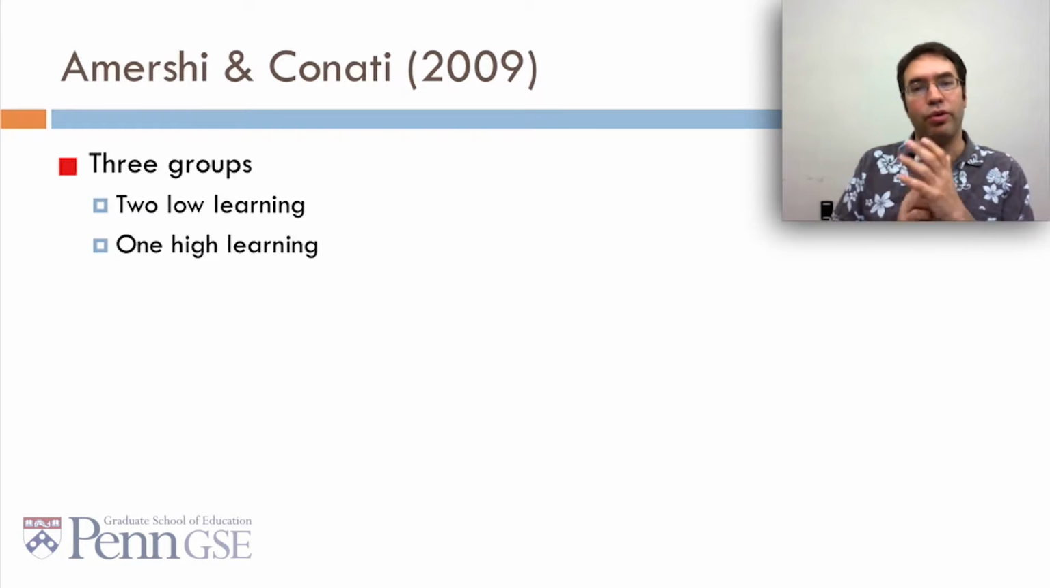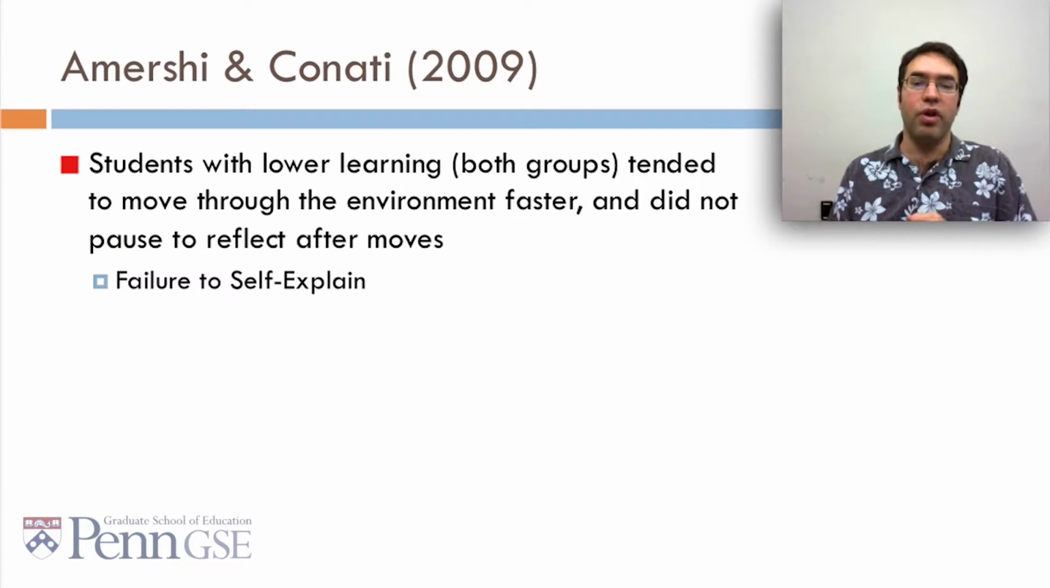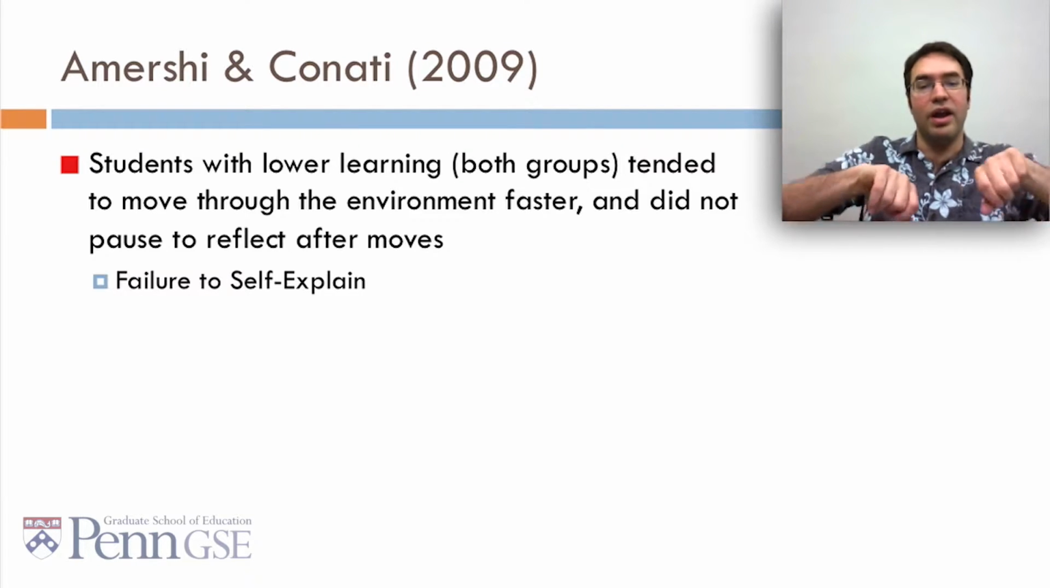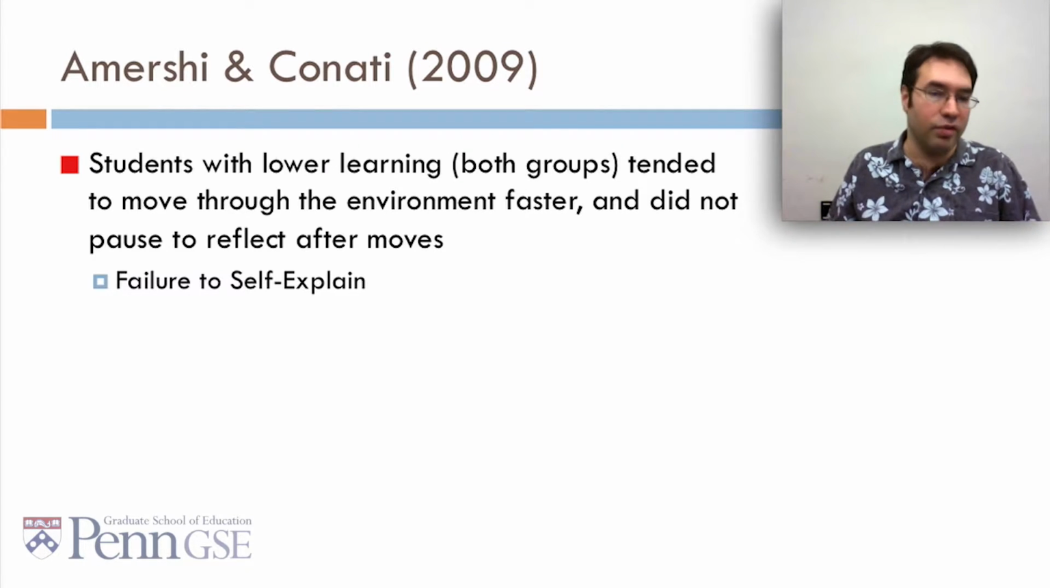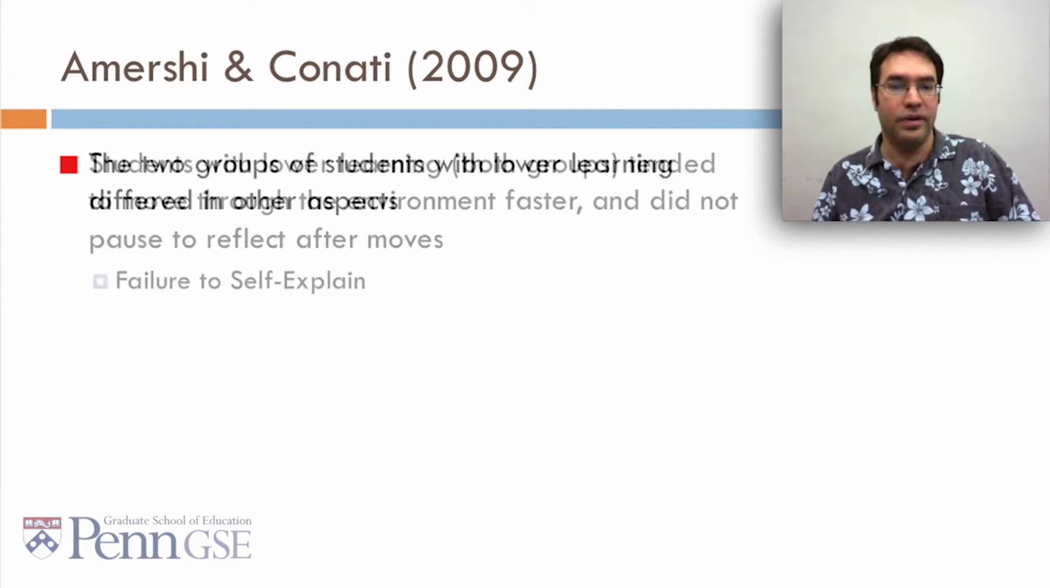What they found was that there were 3 groups that came out of their data, 2 with low learning and 1 with high learning. The 2 groups with lower learning both tended to move through the environment faster. They didn't pause as much, and they especially didn't pause to reflect after making moves. And this could be interpreted as a failure to self-explain.